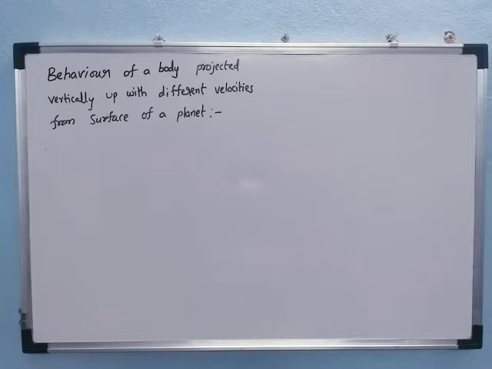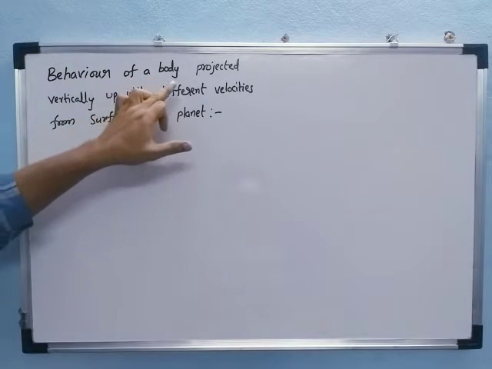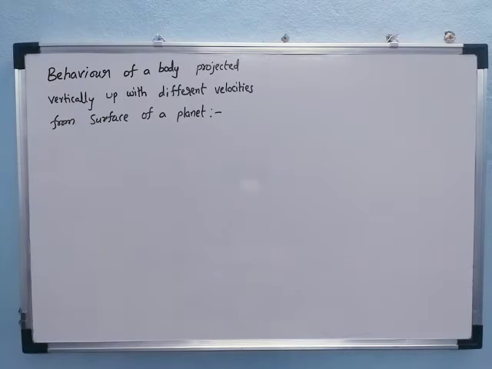Next we will discuss the behavior of a body projected vertically up with different velocities from the surface of a planet. Let us consider a body of mass m projected with velocity v from the surface of a planet.